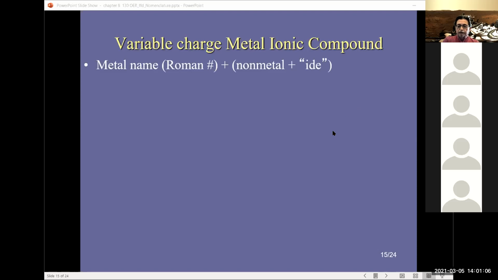Now we introduced the variable charge metal ionic compounds where we have to give it the name, and then we use a Roman numeral in parentheses to tell us what is the oxidation state of that metal. And then the non-metal, as always, we do the IDE. We add the IDE to it. And so here we have copper.